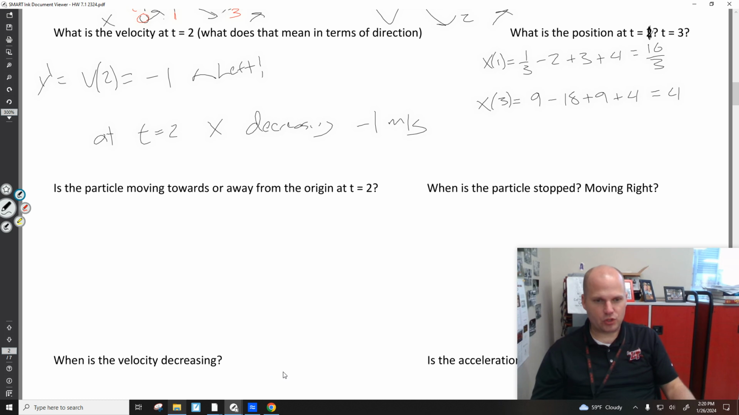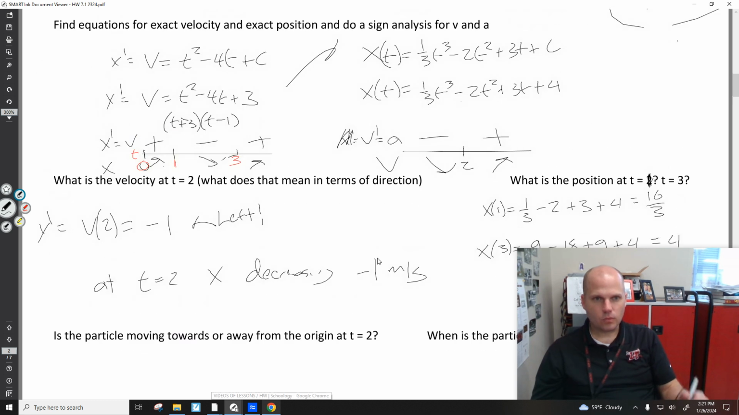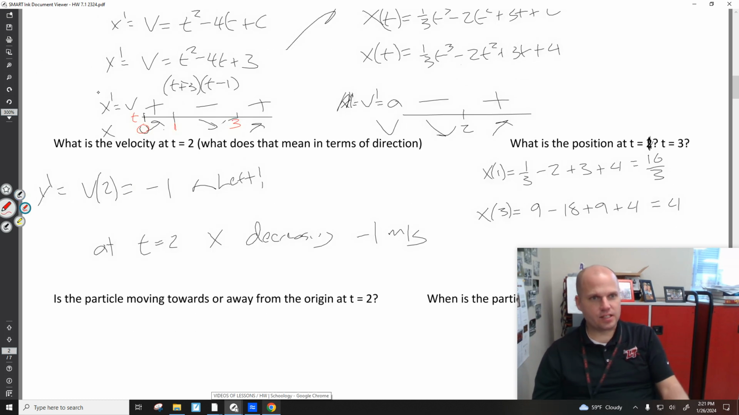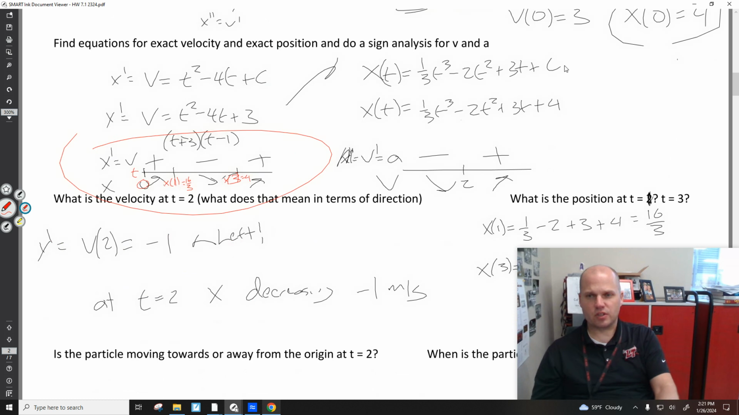What happened with the dude? This is telling you how position is changing. Here are some positions. My position at time 1 is 16 thirds. My position at time 3 is 4. We're going to be doing this more in the future. My position at 0 is 4.